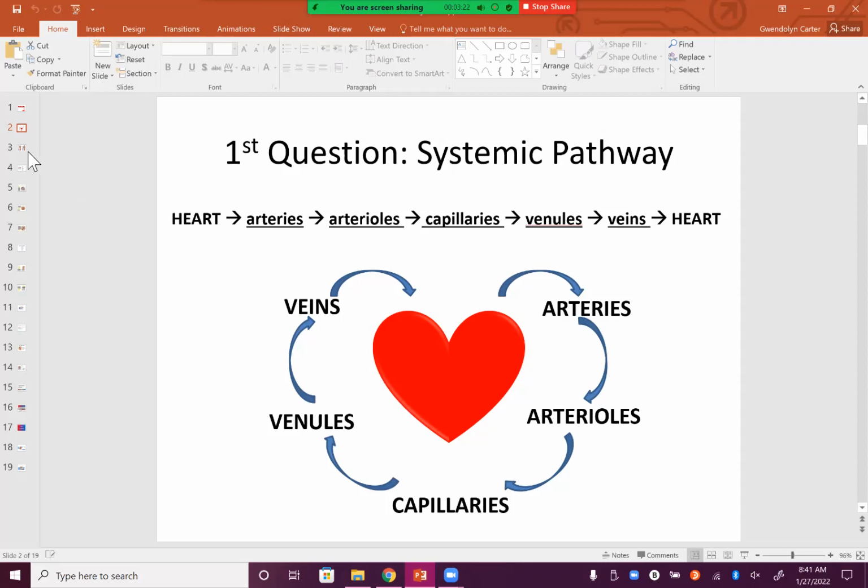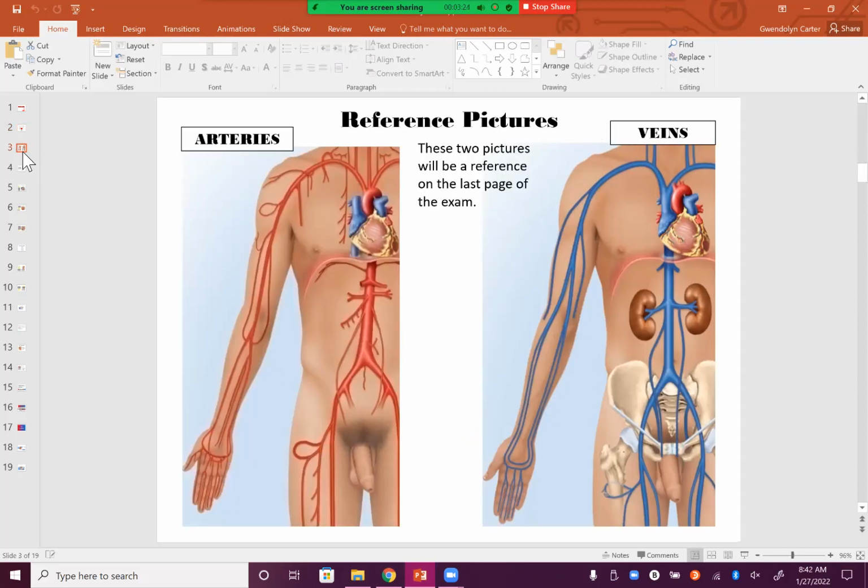Okay, looking at the next one. Oh, by the way, these reference pictures are also going to be on the exam in black and white, of course. Some people want something to look at, so they'll be on the last page. Knowing where you are, sometimes that helps people with visualizing stuff. So for the pathways, this might help you. Some people just visualize the pathway on their own body.